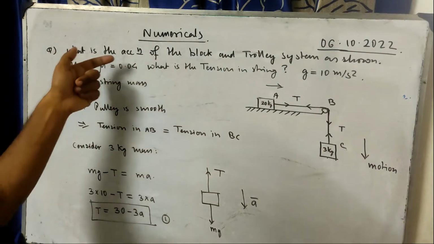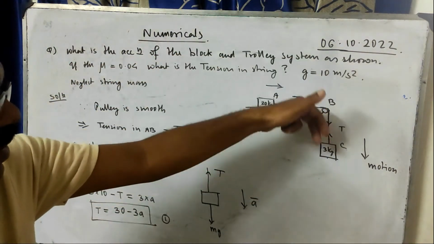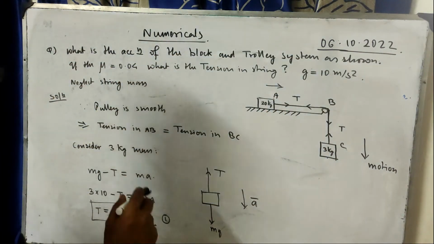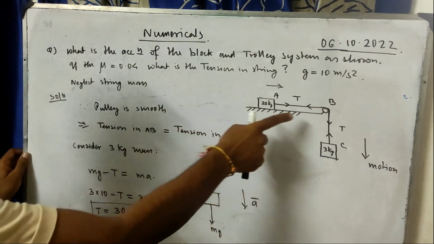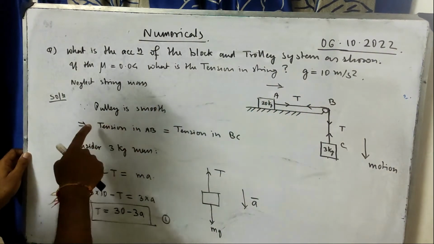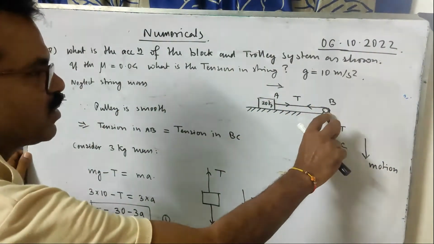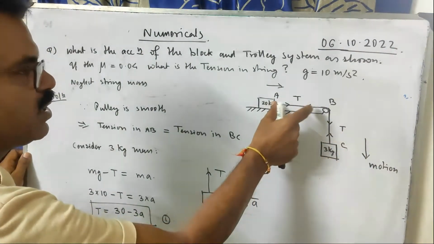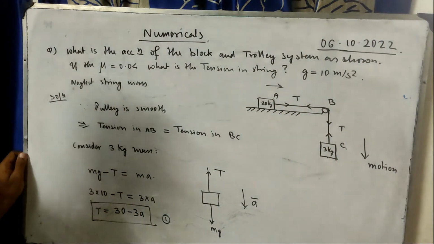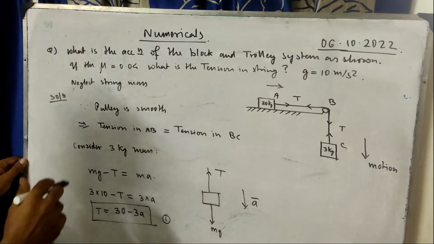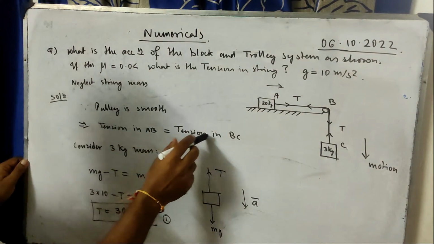So when acceleration is there, it will be downward, right? First of all we have to consider that because this pulley is smooth, this part of the string has the tension T, then this part of the string will also have the tension T. So the tension in AB part is equal to tension in BC part.